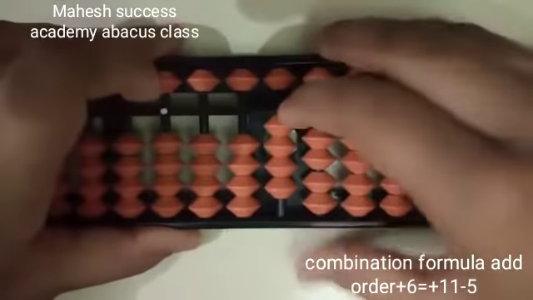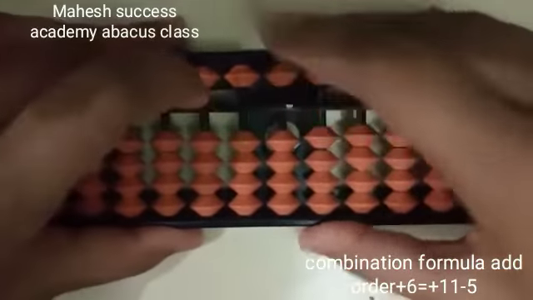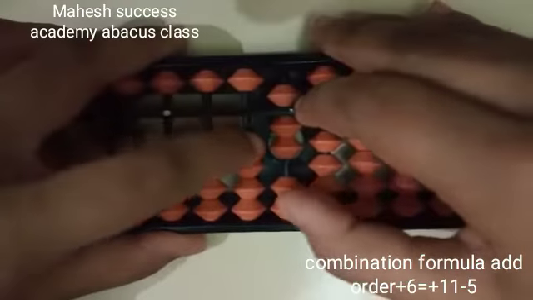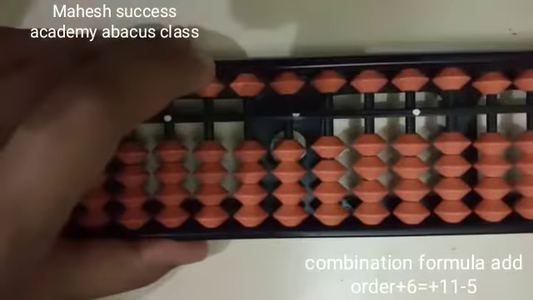Add 2, add 4 is add 5 less 1, add 6 is add 11 less 5, that is 12. Add 4, add 4 is add 5 less 1, add 6 is add 11 less 5, that is 14. Add 5, add 3, add 6 is add 11 less 5, that is 14. Add 2, add 5, add 6 is add 11 less 5, that is 13.